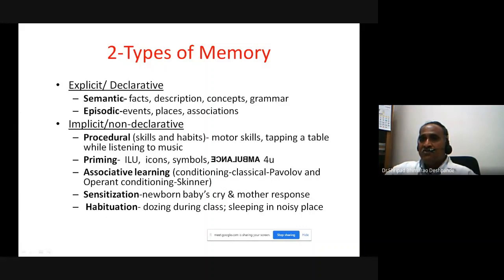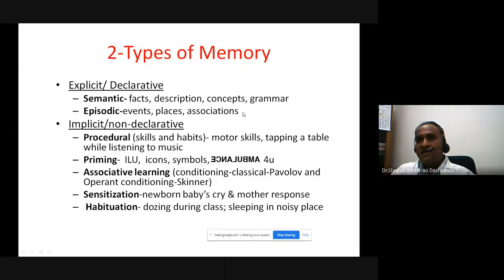Okay, so this explicit memory has two components. One is associated with facts, descriptions, concepts, and grammar. That is semantic memory. Then we have episodic memory. This episodic memory is about events, places, associations, whatever is linked with you or your surroundings. I think that is very clear: declarative memory, semantic and episodic. Semantic is facts and episodic is events.